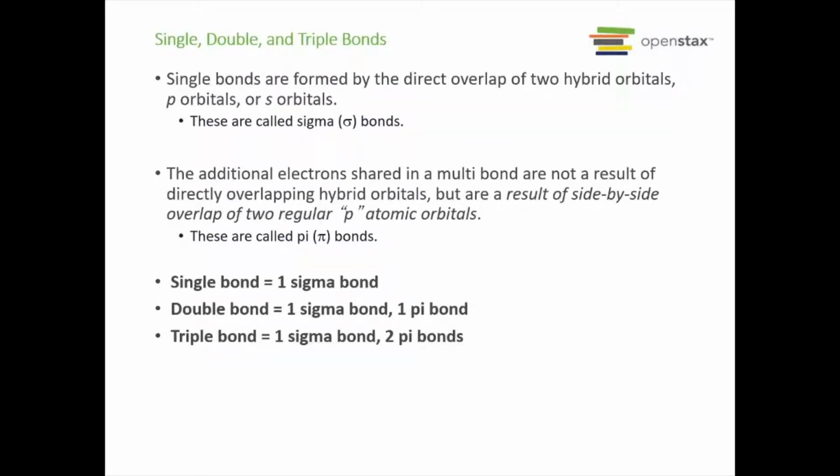So we've already talked a lot about our sigma bonds made from the overlap of p orbitals and s orbitals. And we briefly touched on pi bonds, that the additional electrons that are in a multi-bond are a result of side-by-side overlap of two regular p orbitals. So there's no hybridization. If you have a single bond, you have one sigma bond. A double bond has one sigma, one pi. A triple bond has one sigma, two pi bonds.